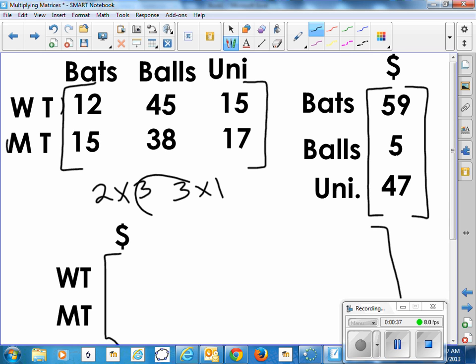So the inner numbers have to match to multiply, at least that's the way it's been defined, and the resulting matrix will be a 2 by 1. So we'll have 2 rows, women and men. It will end up being 1 column, so it will just be the total for that team.